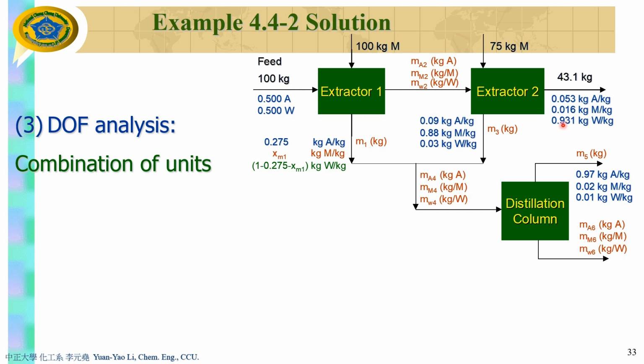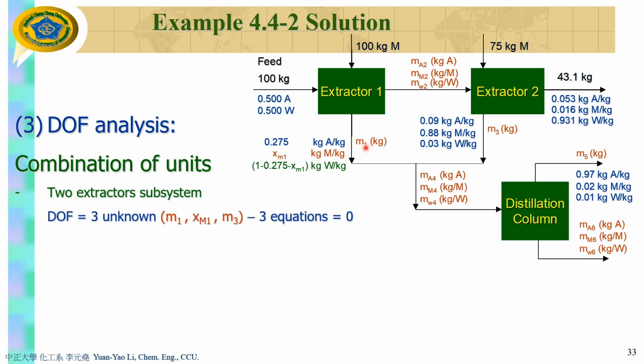And please tell me how many unknowns in this case. You don't count the unknowns inside the box. You only count unknowns outside the box, with these 3 input and 3 output streams. So you have 1, 2, 3. You have 3 unknowns. Wow, it looks like you can get the answer of these 3 unknowns because you can create 3 equations. So for the extractor subsystem, you have 3 unknowns, which are M1, XM1, and M3. And you have 3 species, which are water, acetone, MIBK.